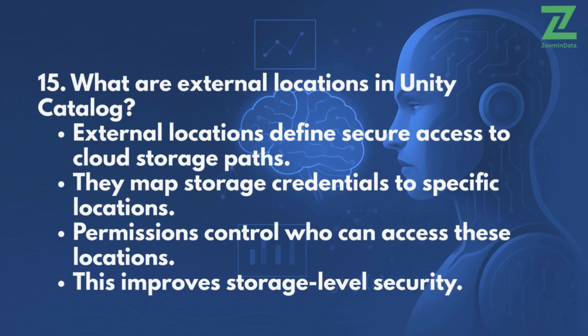What are external locations in Unity Catalog? External locations define secure access to cloud storage paths. They map storage credentials to specific locations. Permissions control who can access these locations. This improves storage-level security.